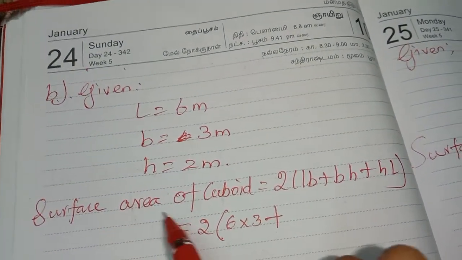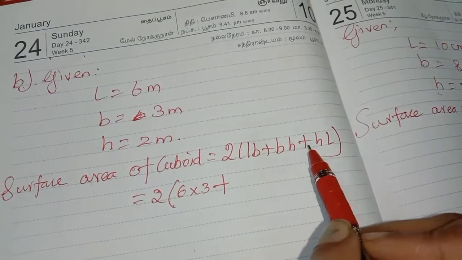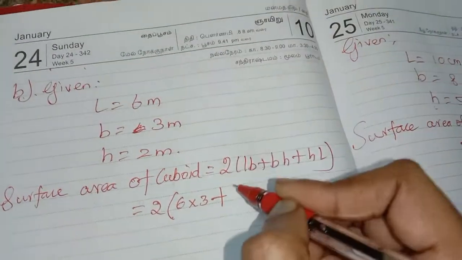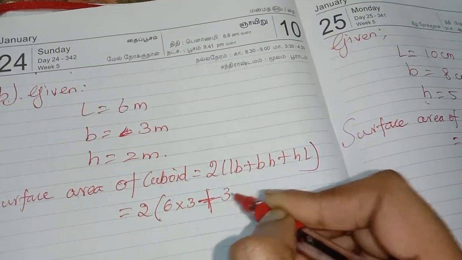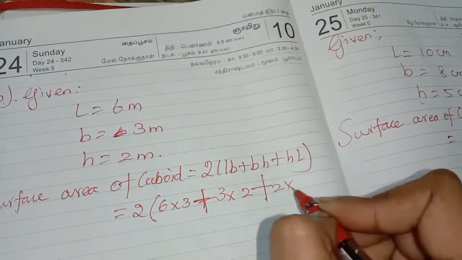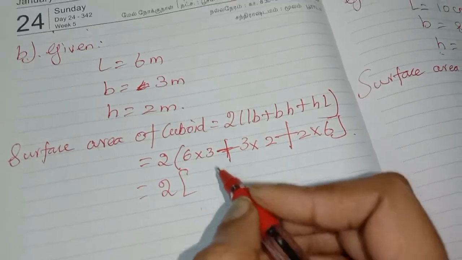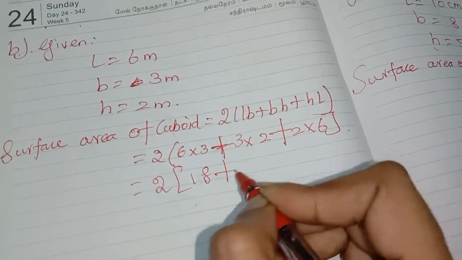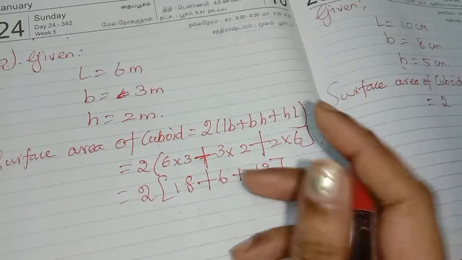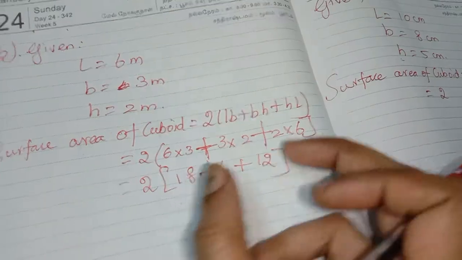So, the formula surface area of cuboid is equal to 2 into LB plus BH plus HL. So 2 into L and B, 6 into 3, plus BH, 3 into 2, plus HL, 2 into 6. So we multiply: 6 3s are 18, 3 2s are 6, plus 6 2s are 12. So now we add the bracket, then 2 ku multiply pannu. So the bracket too.